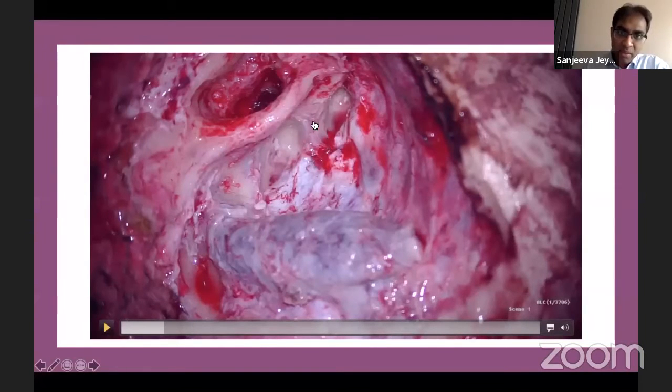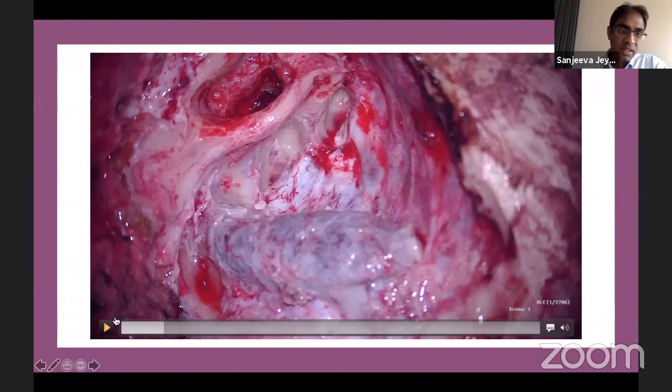In a translabyrinthine approach, that's very important, getting all the way around. For acoustics this is different, although we've done it anyway. And we're going to make our incisions along here in the middle fossa dura, here in the posterior fossa dura. We're also going to coagulate and then section the tentorium.